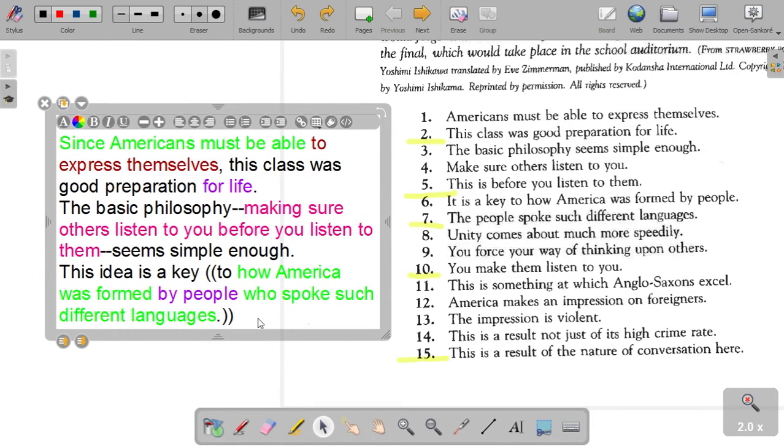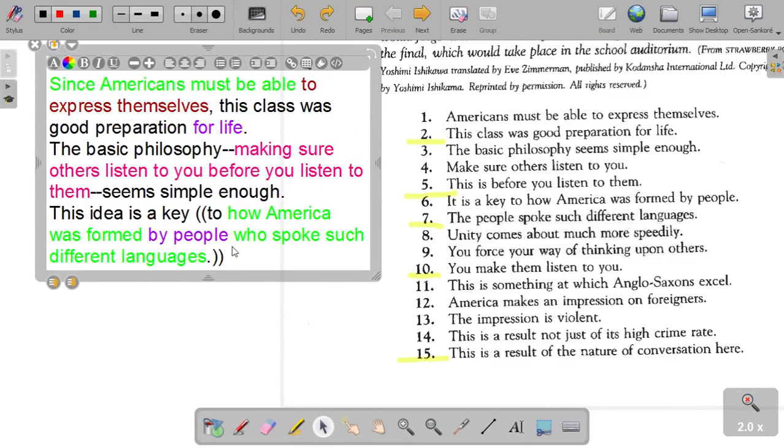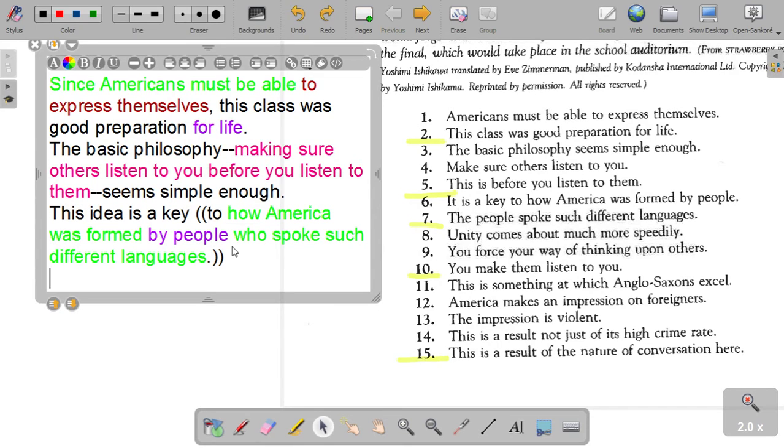All right, so let's do 8, 9, and 10, and then I'm going to have you guys try the kind of challenging one, 11 through 15. So if you look at 8, 9, and 10, unity comes about much more speedily. You force your way of thinking upon others. You make them listen to you.